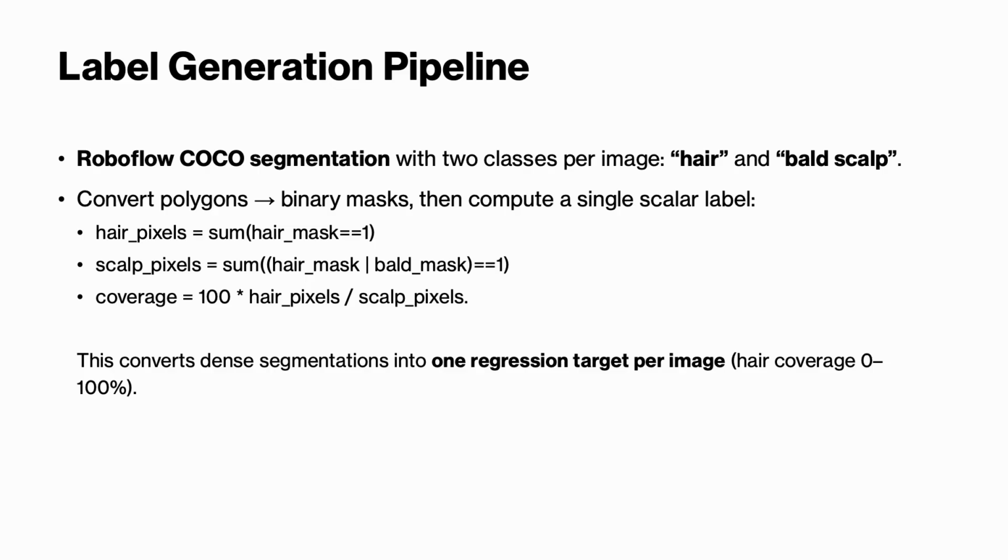The math is straightforward. We rasterize the hair polygon and the bald scalp polygon into binary masks. The scalp mask is the union of both. Every pixel that's either hair or bald scalp, excluding the background like clothing and furniture. Then coverage equals hair pixels divided by scalp pixels, times 100. If an image has 0 scalp pixels, meaning the annotation is degenerate or mislabeled, we discard it. Everything else gets a scalar label in the range 0 to 100. Hair loss percentage is just 100 minus coverage. That's it. Dense segmentation collapsed into one regression target per image.